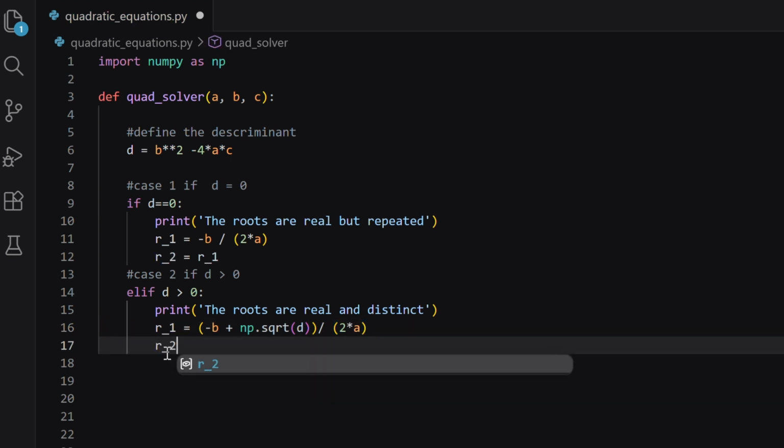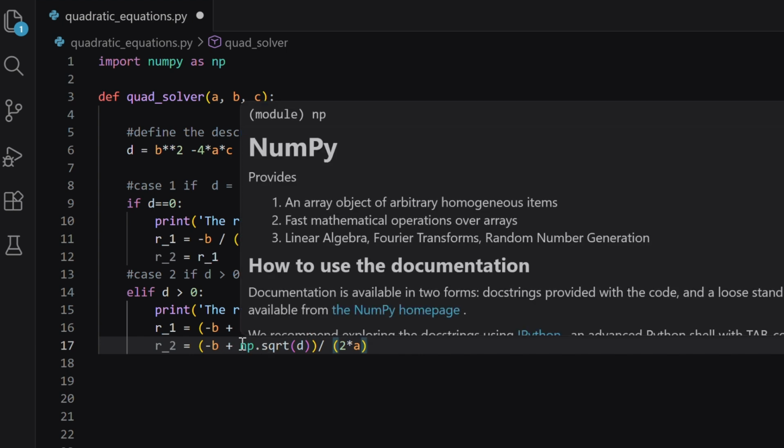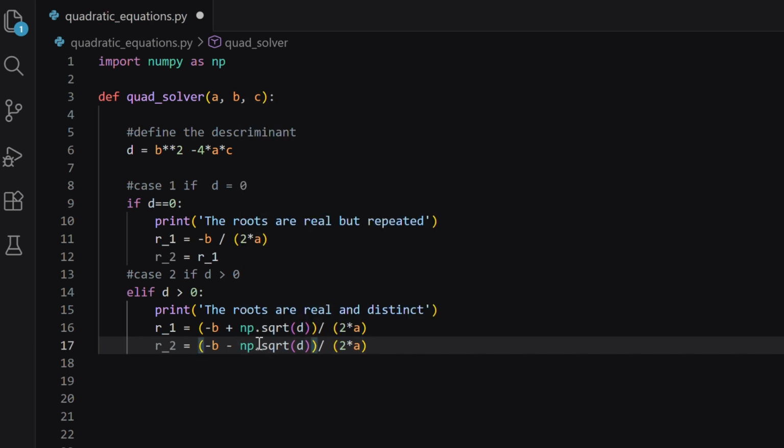Then r2 is going to be the same, but here this is going to be minus. So you're going to copy this, then we change the plus to minus. So let's change this plus here to minus.